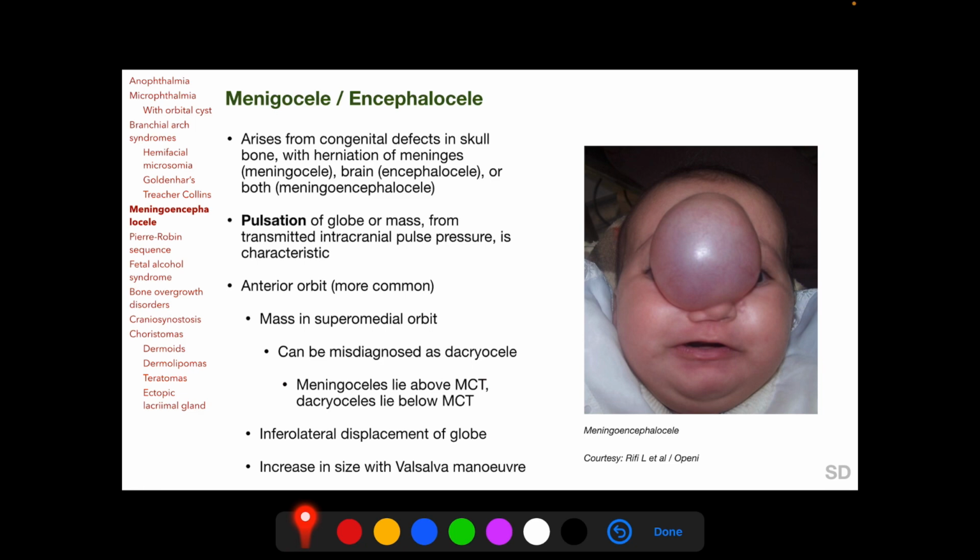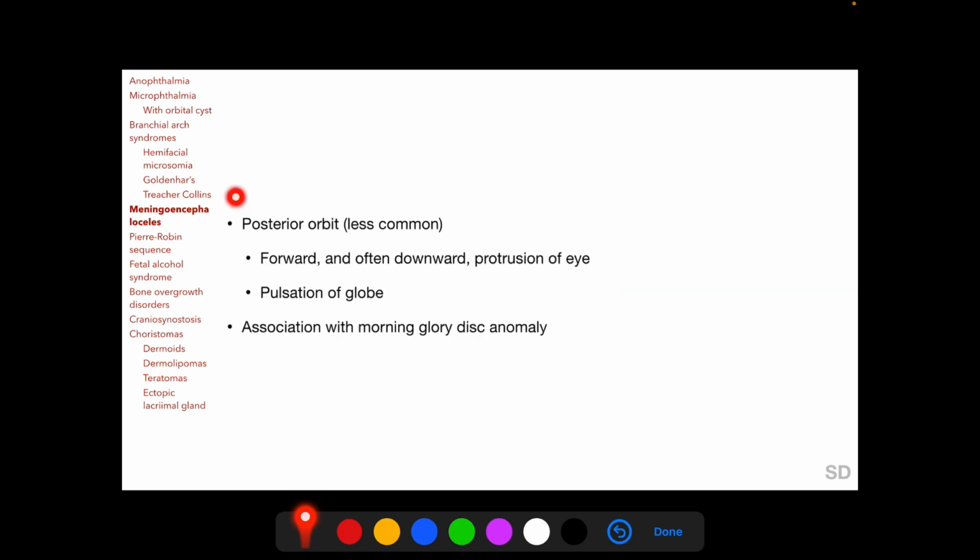them is that if the swelling lies above the medial canthal tendon, it is a meningocele, and if it lies below the medial canthal tendon, it is a dacryocele. Anterior orbital meningoencephaloceles can cause inferolateral displacement of the globe because they lie in the superomedial orbit, and typically in addition to pulsation they also show increase in size with Valsalva maneuver.